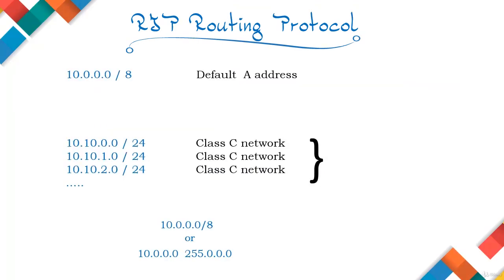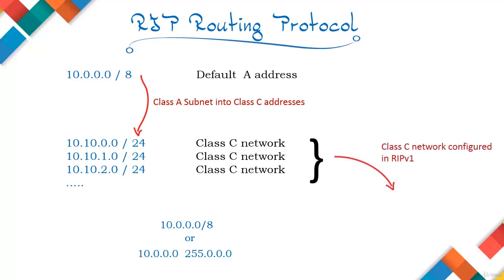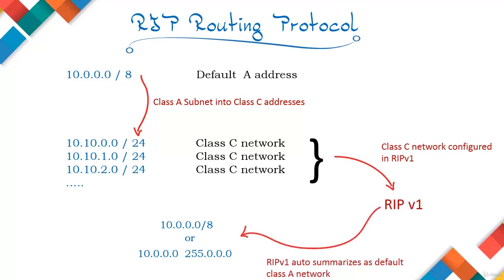Take a network 10.10.1.0/24. It is a class C address. Actually, it is a class A address which has been subnetted as a class C address. But RIP considers it as a class A address and it sends the route as 10.0.0.0/8. It does not send /8, but it considers it as a default class A address.